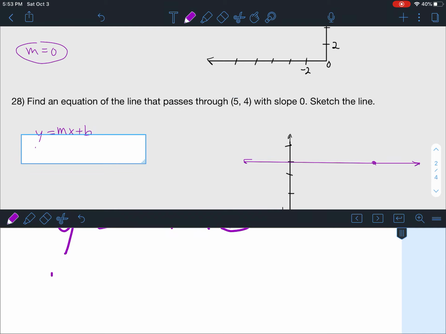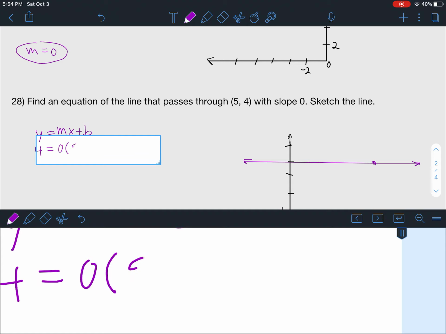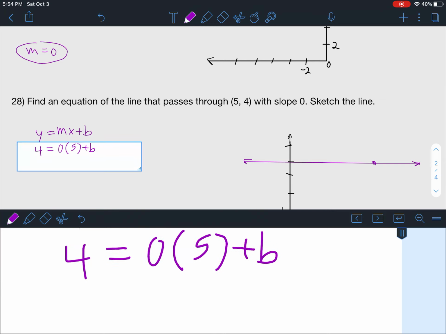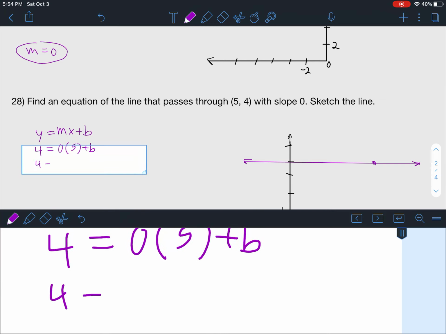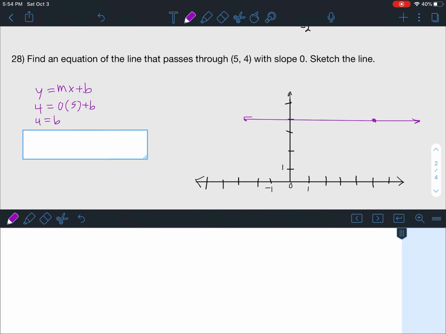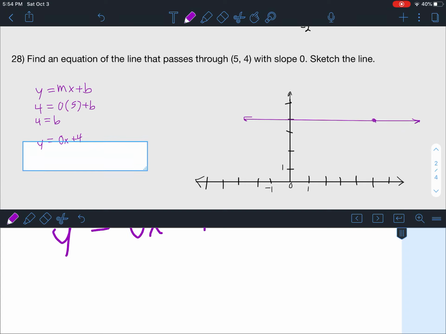So we can rewrite this: 4 equals 0 times 5 plus b. And then simplify that, so 4 equals b, which means that the y-intercept is at 4, and the line equation is y equals 0x plus 4, or you could just write y equals 4.